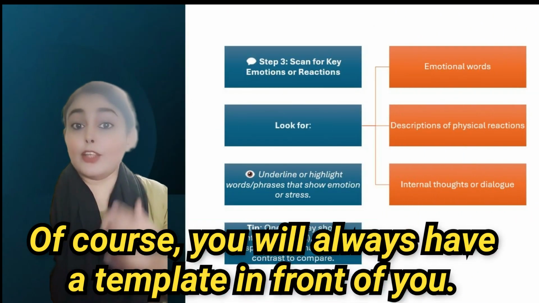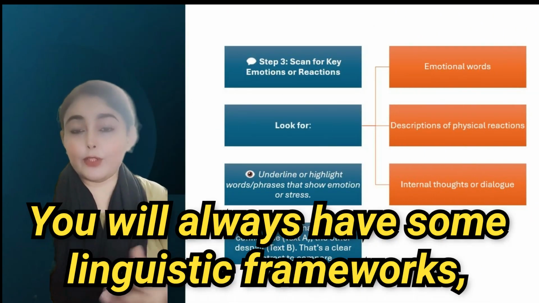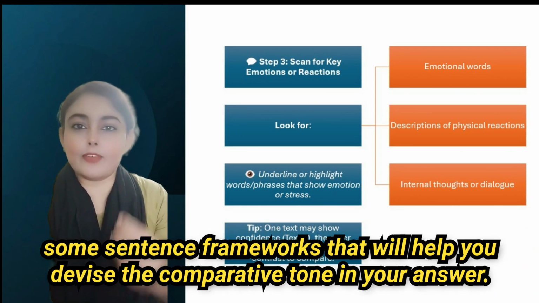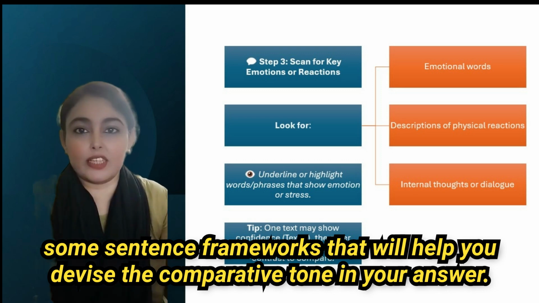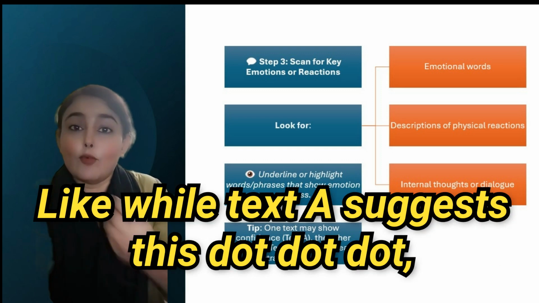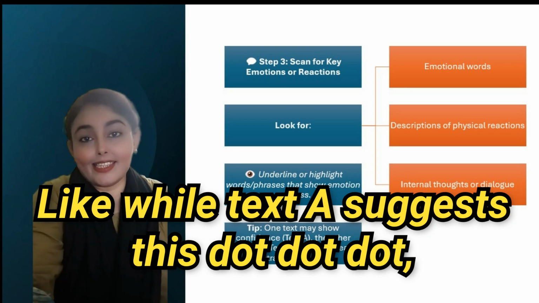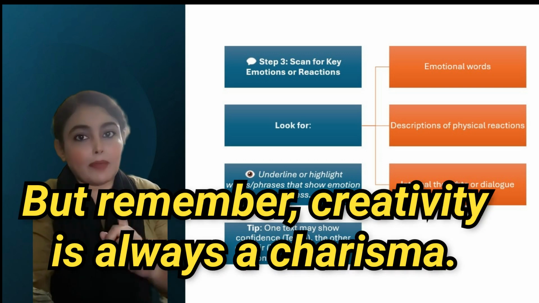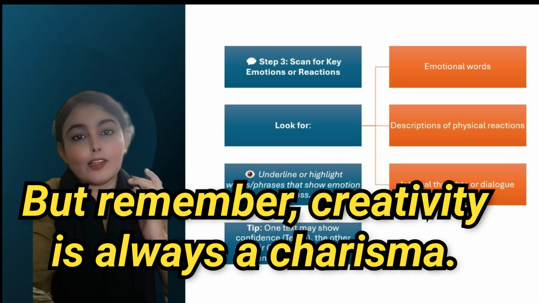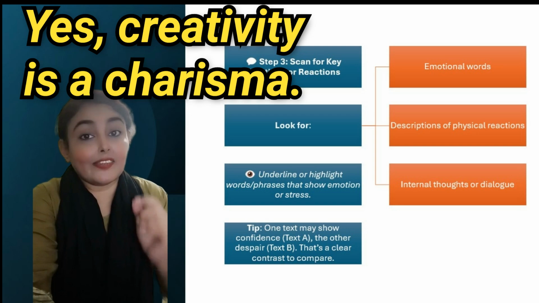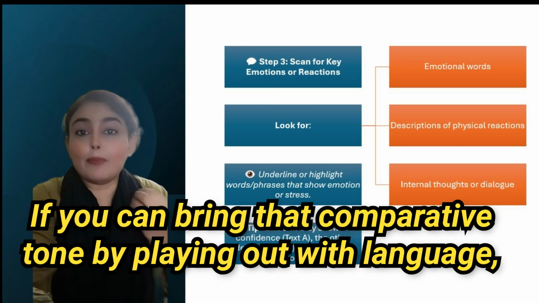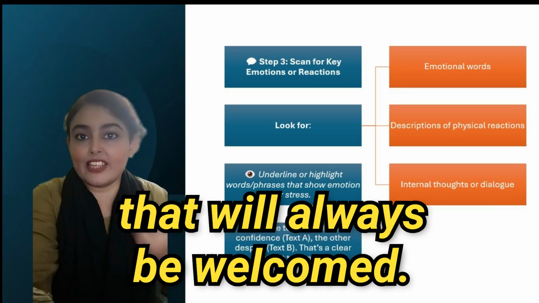Of course, you will always have a template in front of you. You will always have some linguistic frameworks, some sentence frameworks that will help you devise the comparative tone in your answer. Like, while Text A suggests this, Text B says this. But remember, creativity is always a charisma. Yes, creativity is a charisma. If you can bring that comparative tone by playing with language, that will always be welcomed.